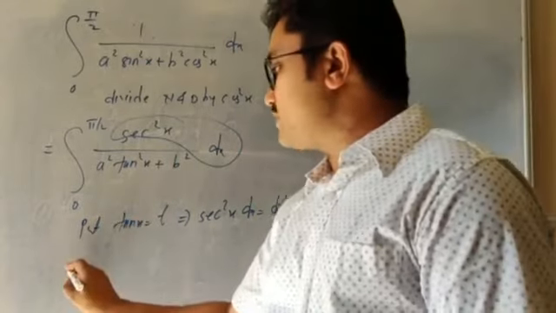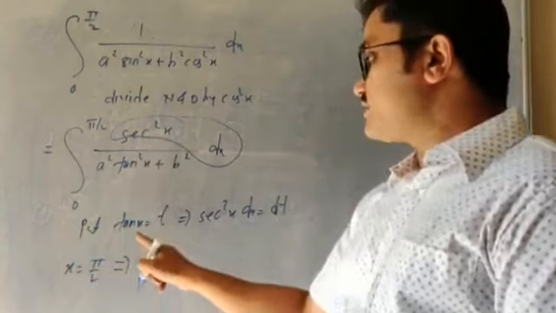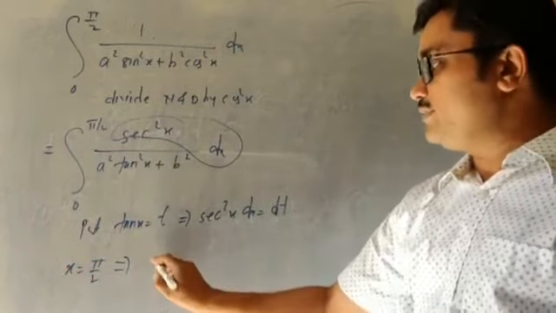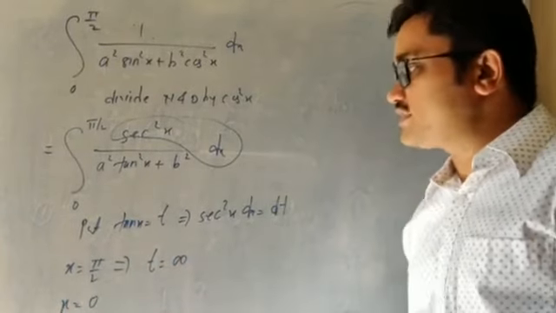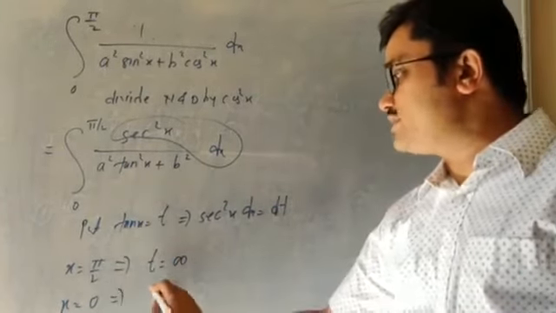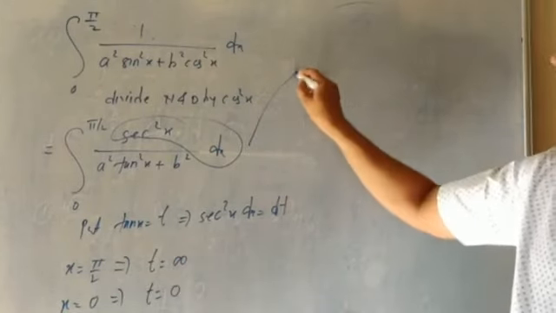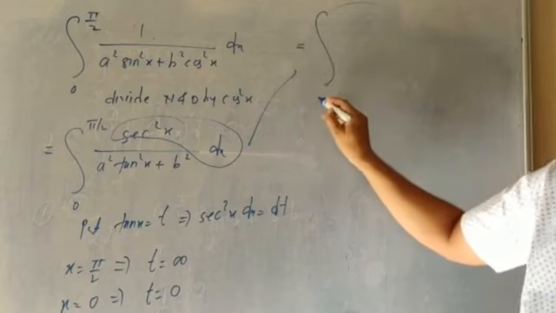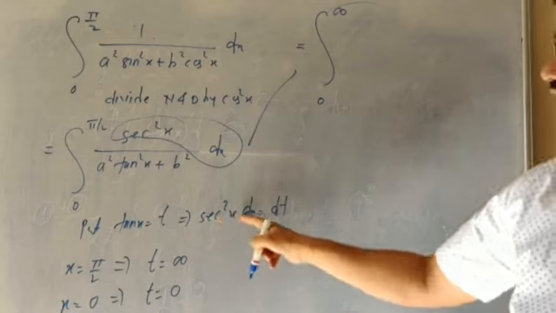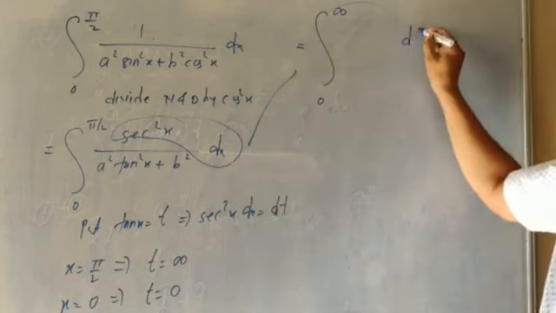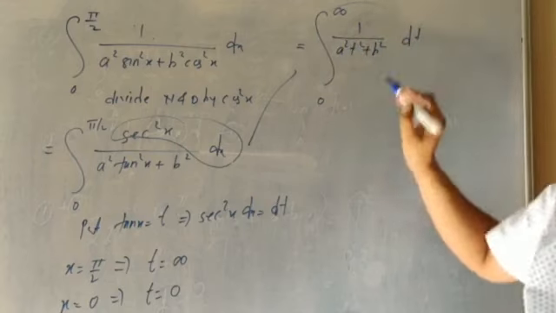There will be a change in the limit. When x is pi by 2, t will be infinity. And when x is 0, tan 0 is nothing but 0. So it is integration from 0 to infinity. So this question can be expressed as the integral from 0 to infinity, where sec square x dx becomes dt, and this will be 1 upon a square t square plus b square.